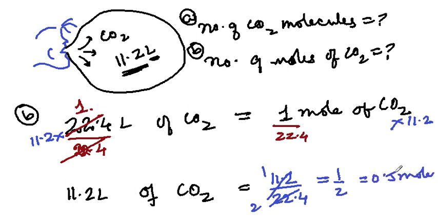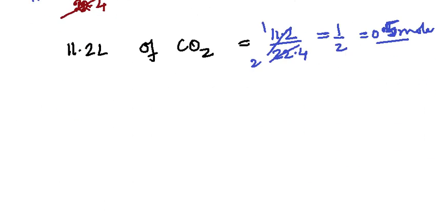So the number of moles of carbon dioxide that you have introduced inside a balloon is 0.5 mole. That is the number of moles of carbon dioxide that you have introduced inside the balloon. Now, what is the number of carbon dioxide molecules? The number of molecules that we have introduced inside the balloon. Let's try to find this.